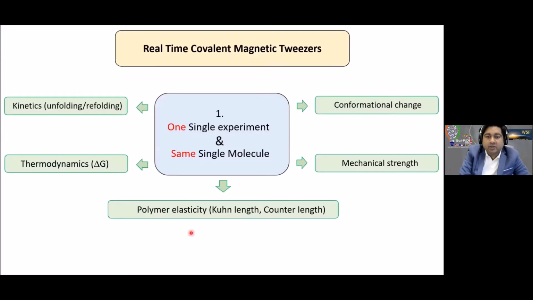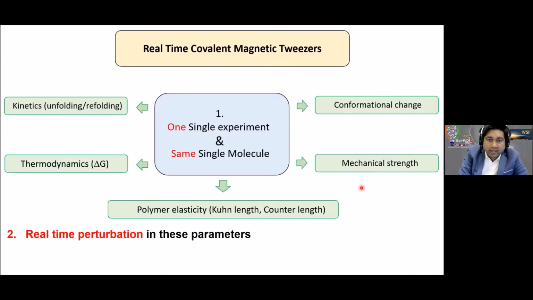Now if you ask me, okay Subhashish, we know that there are several single molecule techniques available, so what's new in your technology? Why should we use it? Straightforward question. I would say there is a unique advantage. You can do a single experiment, and mind you, a single experiment can provide you the properties of kinetics, unfolding and refolding kinetics, and thermodynamics. It can give you information about conformational change and mechanical strength. You can give the example of polymer elasticity. All these properties you can get with a single experiment.